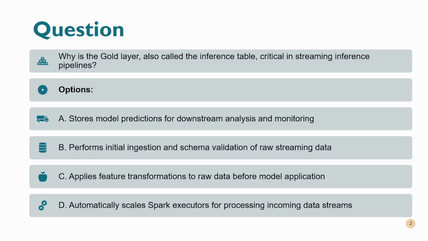A, it stores the output of model predictions and allows downstream analysis or monitoring. B, it performs initial ingestion and schema validation of raw streaming data. C, it applies feature transformations to raw data before model application. D, it automatically scales Spark executors for processing incoming data streams.